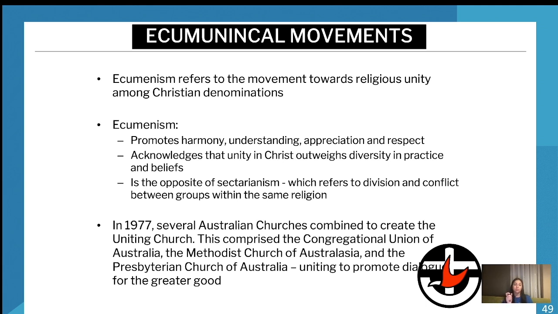So for the ecumenical movements, it's so important to remember that it's all within Christianity and it's all within the one religious tradition. So in 1977, several Australian churches combined to create the Uniting Church.